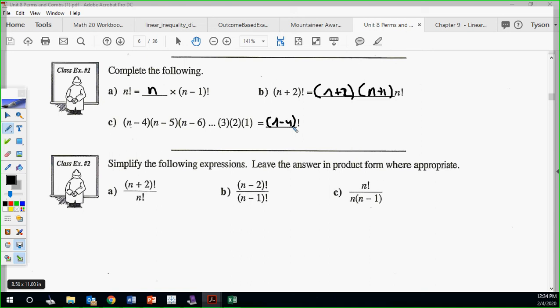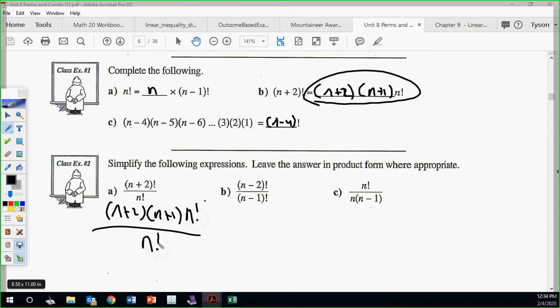Okay? So I'm actually going to steal this right here from my notes. So I'm going to go n plus 2 on the top. I'm going to go n plus 1. I'm going to go n factorial over n factorial, cancel. So n plus 2, n plus 1 is the equivalent.